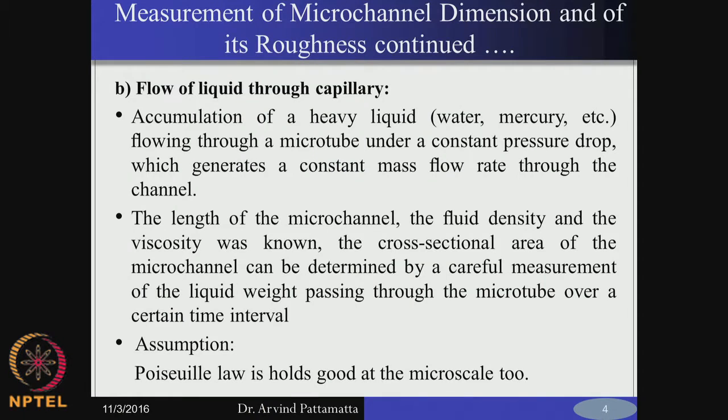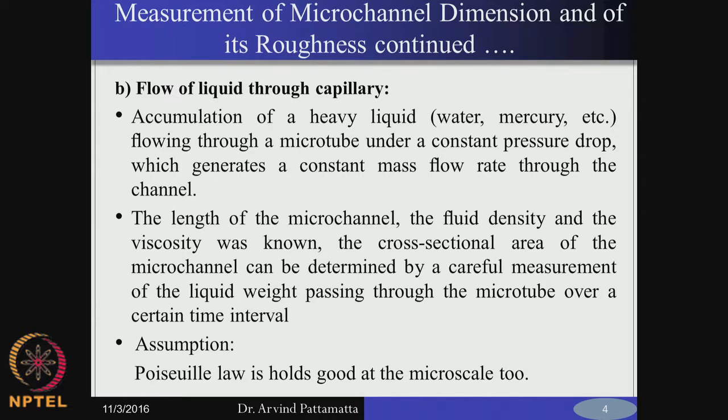Mostly, since you have very tiny capillaries, you can achieve a constant pressure drop, which will generate a constant flow rate through the channel. From the Poiseuille law we can relate the flow rate as a function of pressure drop. So, if you measure the pressure drop using a differential pressure transducer, and you know the amount of time for which the liquid has been flowing, you can calculate the mass flow rate, and therefore the exact amount of mass of the liquid filling the tube.